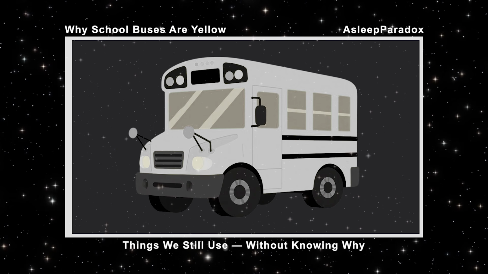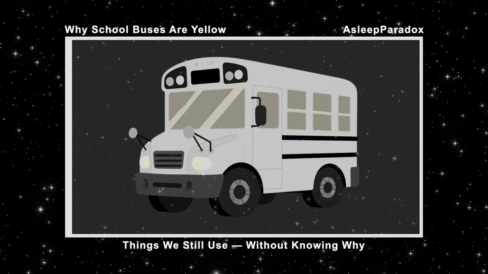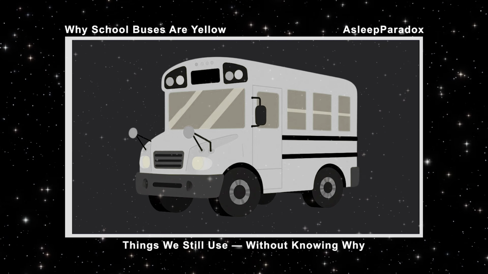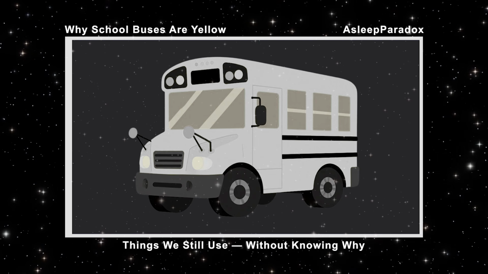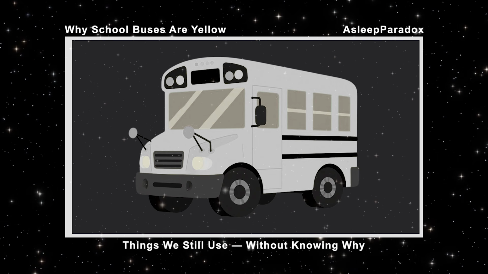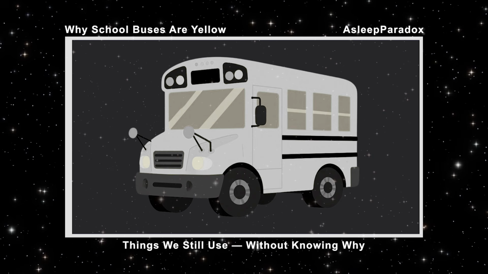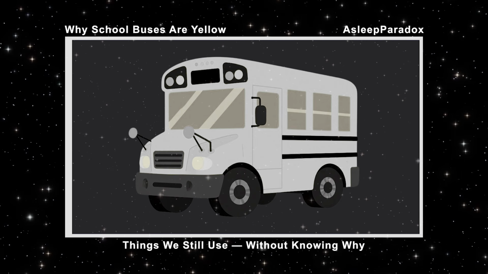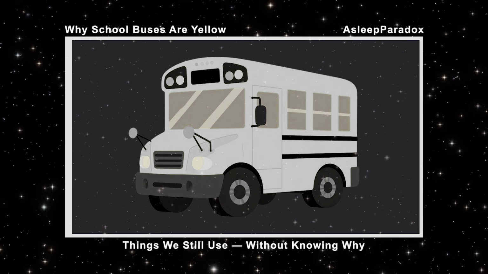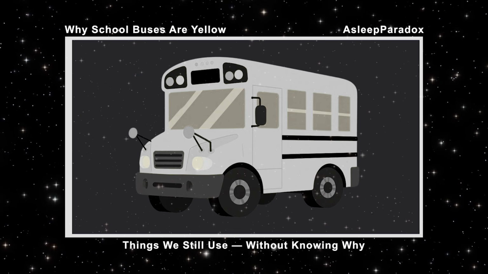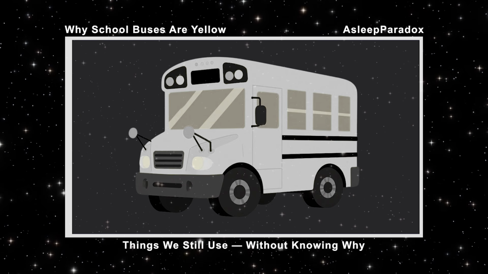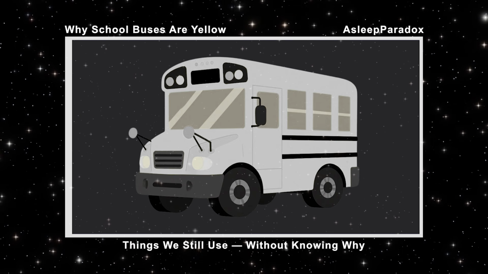Black lettering placed on a yellow background provides strong contrast, making the word school bus legible from a distance. Visibility was not merely a matter of aesthetics but of safety. Children boarding and exiting buses required protection from passing traffic. A highly distinctive vehicle increased the likelihood that drivers would recognize and respond appropriately.